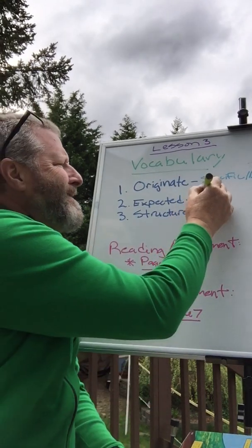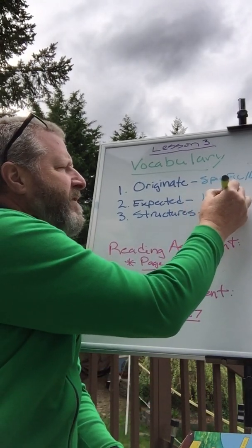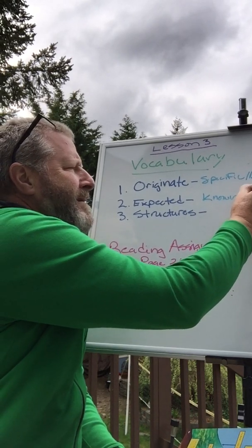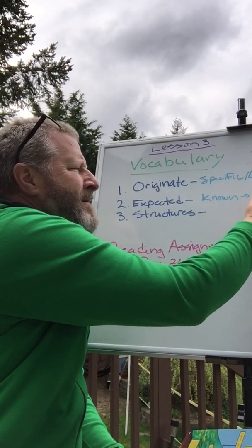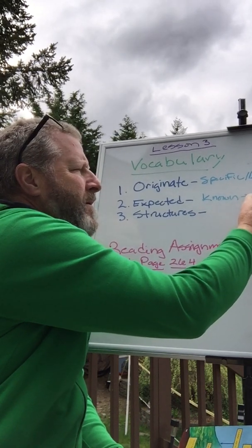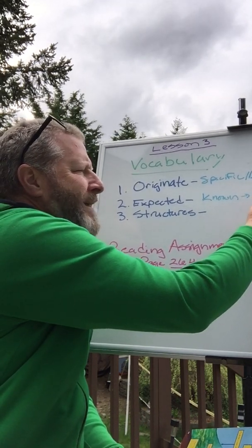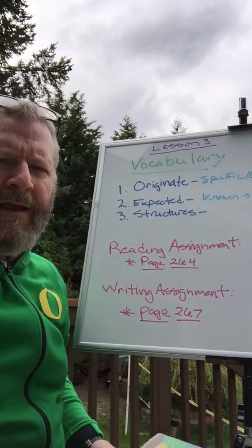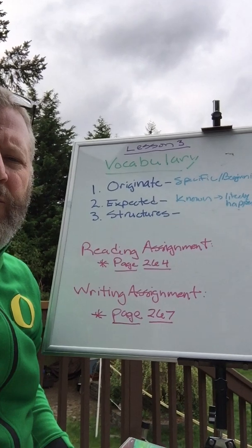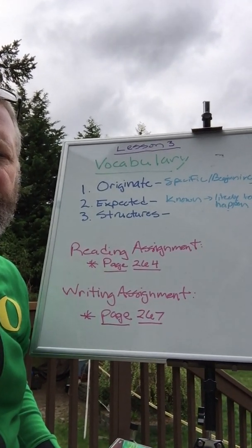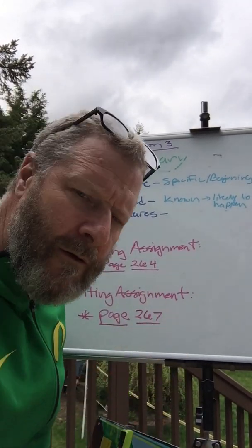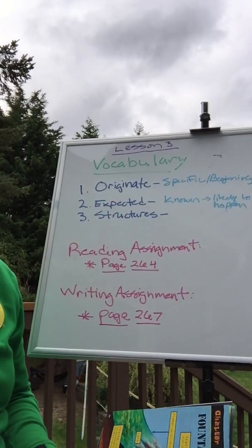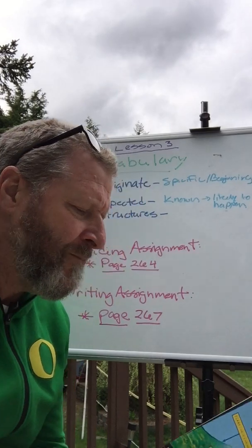Expected is something that is known. We just know it. We understand it. It is likely to happen. I know you probably at home are going, I can't read that, Mr. Crowell, those are awfully small letters. I'll lean in here. Known, likely to happen, expected. So that is our second of our vocabulary words.